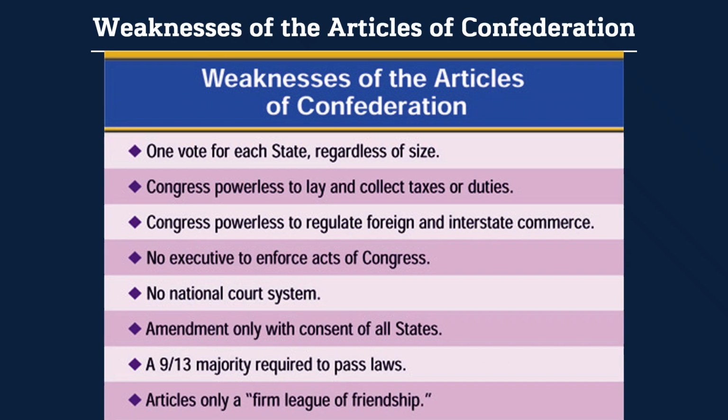Now, there were many weaknesses within the Articles of Confederation. For example, each state had one vote regardless of size or population. Congress could not collect taxes or duties. They couldn't regulate foreign trade. They could not enforce any laws. There was no national court system. And then, of course, to pass an amendment required the consent of all states, a 9/13 majority, which is more than a 50% majority for those of you that struggle with math. But the Articles only had a firm league of friendship, and so there were lots of issues with this governing body.